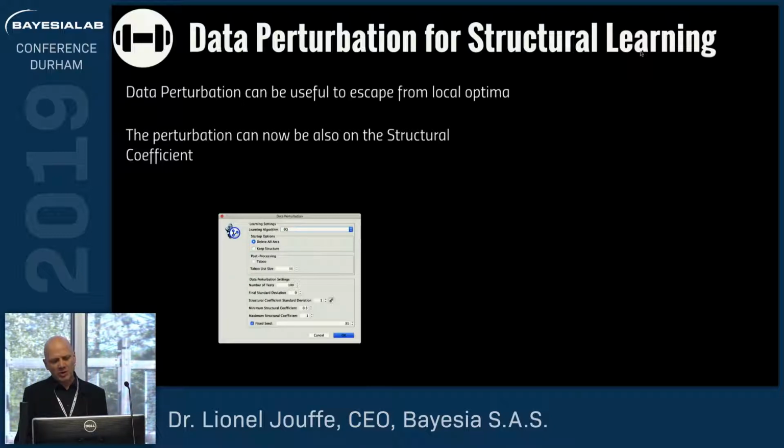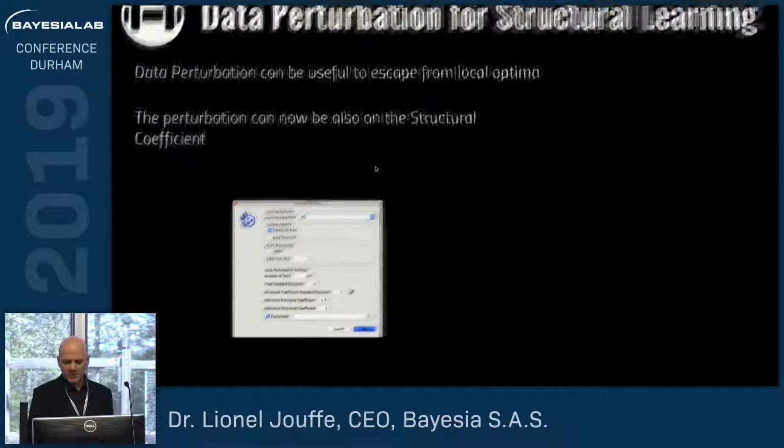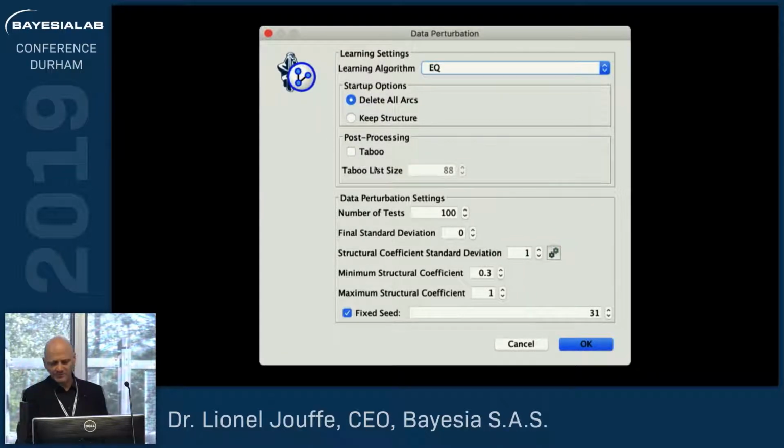So with data perturbation, when we are using that for machine learning, now we have also added a way to perturb the structural coefficient, right? Which means that it's also a way to change the size of your data set. So this is something you can define here. So for data perturbation and machine learning, we start with a standard deviation equal to 1 for the weight, for the very first try.